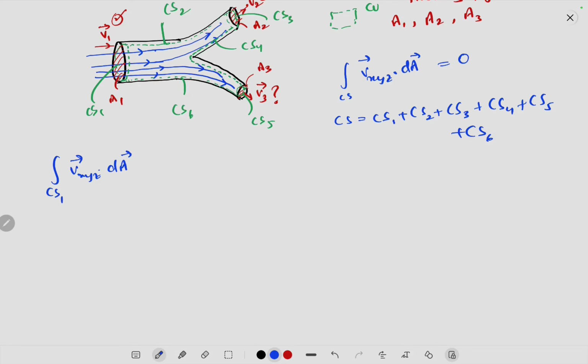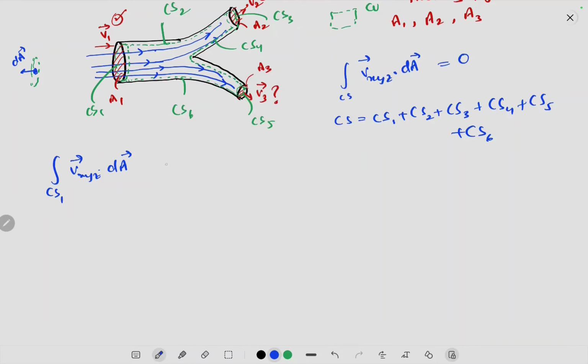Now what is this dA vector? So if this is my CS1, dA vector on this is some elemental area. And by convention, we define dA vector pointing outside of the surface, so this would be my dA vector for this.